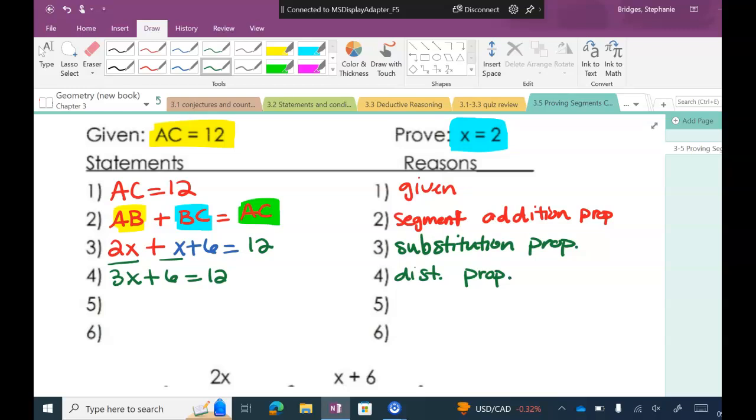Okay, think about solving that equation. What would I do next? Subtract the 6. And so that's going to end up with 3x equals, and what did we do to get there? Subtracted.